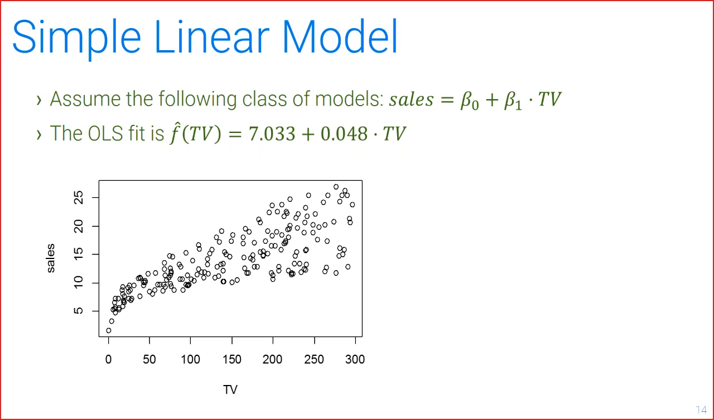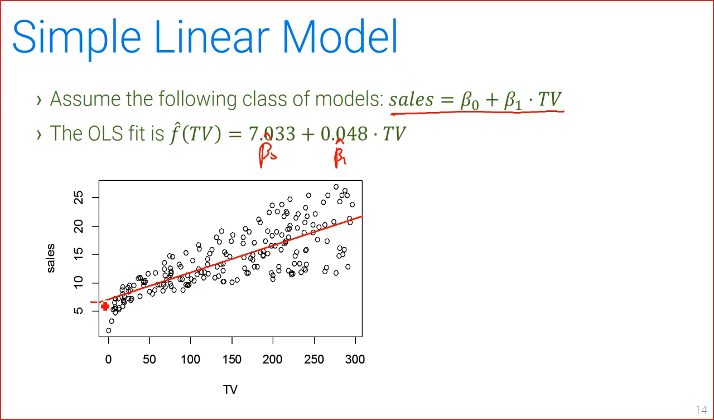Looking at the example that we saw earlier about the relationship between sales and TV advertising, if we assume the following class of models, again just a linear model of one variable, the TV, then it's about fitting coefficients beta 0 and beta 1. If we do the ordinary least squares regression that we saw earlier, the estimated model as a function of the TV is the following. This would be the estimated value for beta 0, and this is the estimated value for beta 1. So what the model is saying is that, if we assume a linear relationship, it looks something like this.